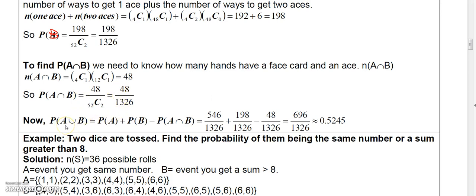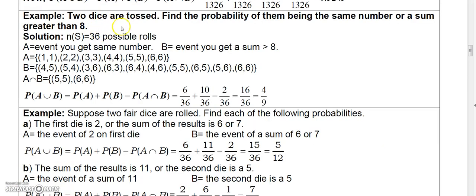And now we just apply the formula. The probability of A was 546 out of 1326, the probability of B was 198 out of 1326, and the probability of A intersect B was 48 out of 1326. So if we add these together and then subtract the 48, we get 696 out of 1326, which is 0.5245. I have a couple more problems here.